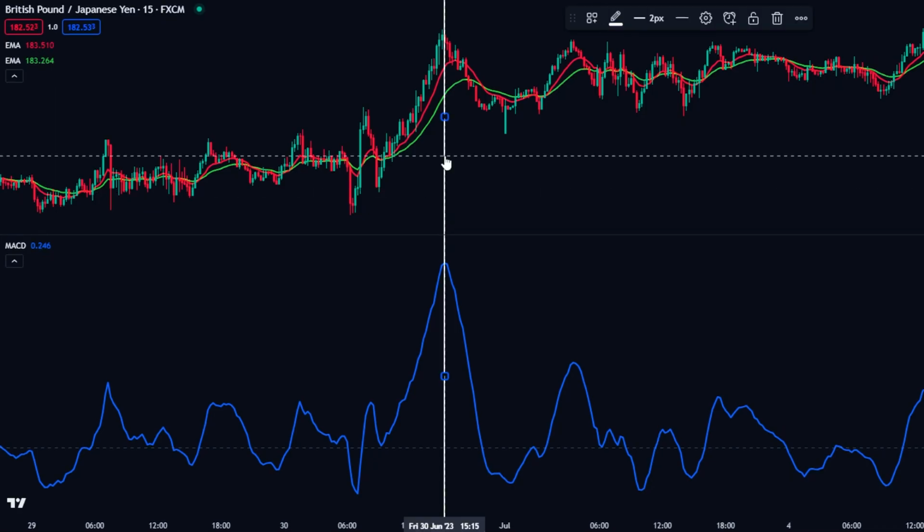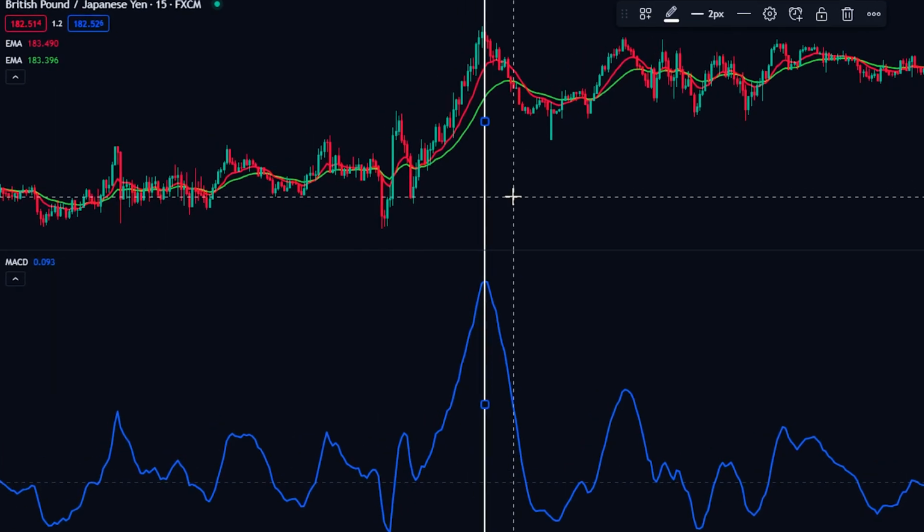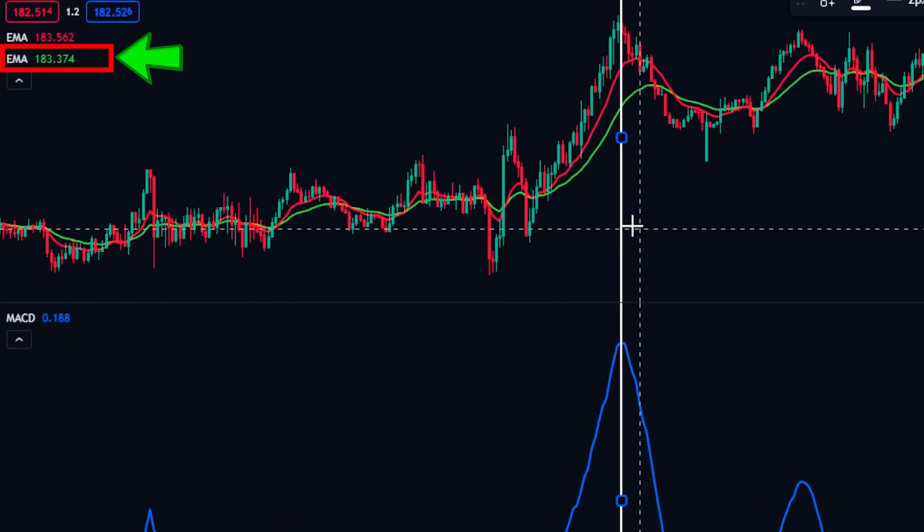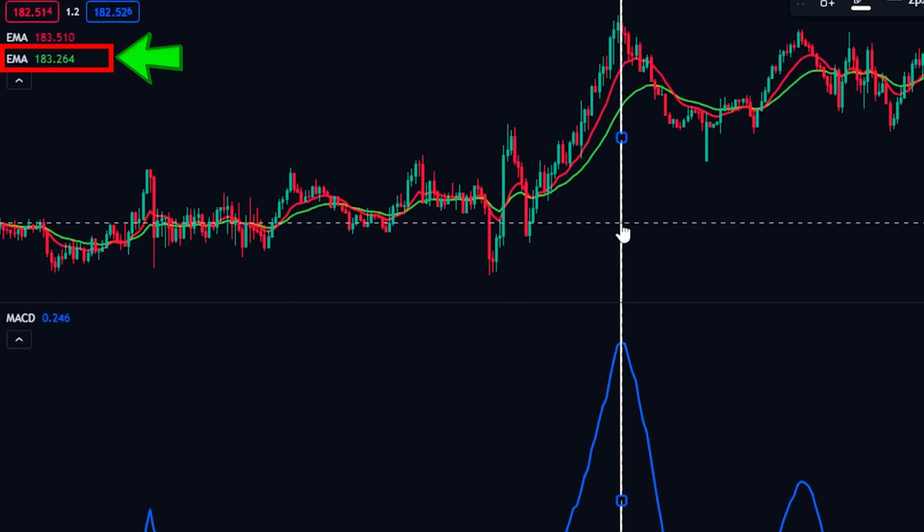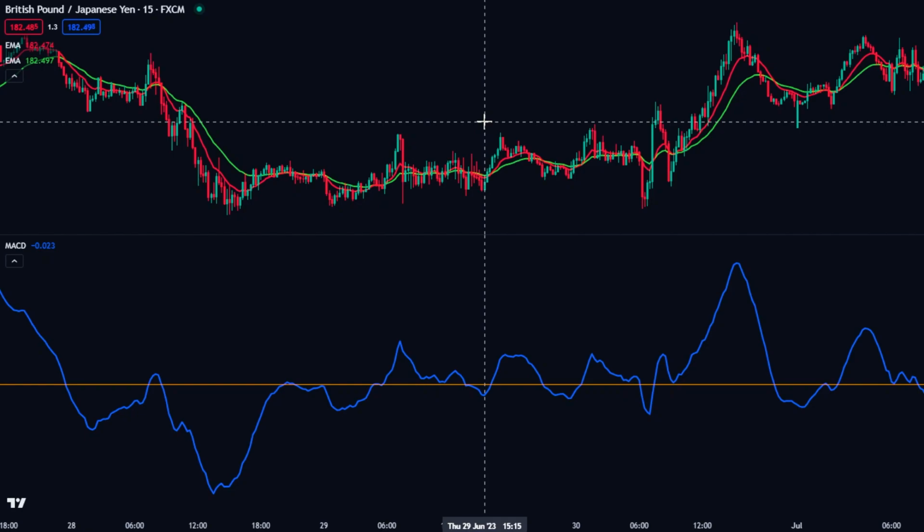For example, on this vertical line, if we compare the values, we can see our slow EMA value is 183.264 and the fast EMA value is 183.51. Now we subtract the slow EMA value from the fast EMA value and we get exactly our MACD value here, which is 0.246.